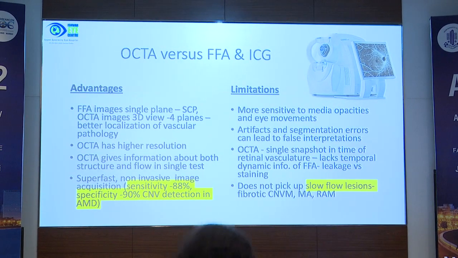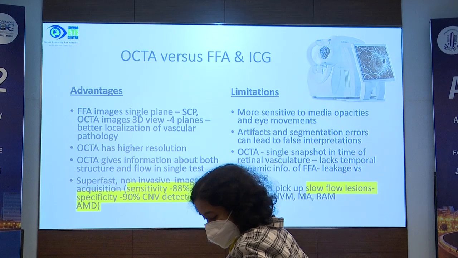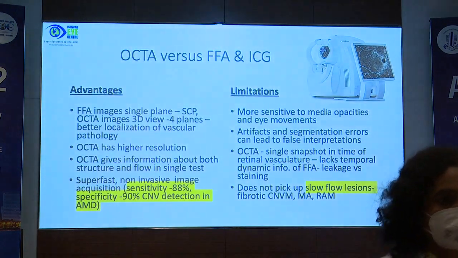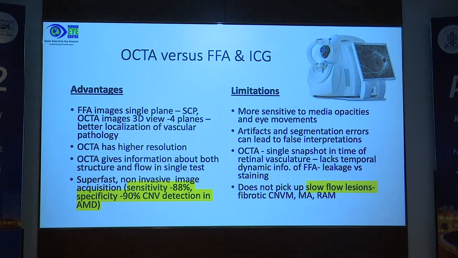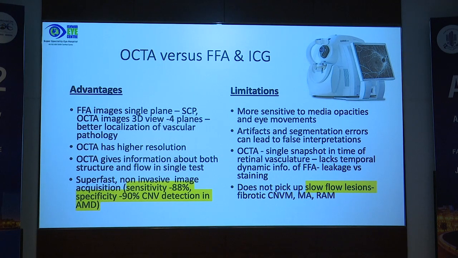FFA images are single plane; they show you only one plane. However, OCTA images give you a 3D view. It shows you all the planes: superficial plexus, deep capillary plexus, choriocapillaris, outer choriocapillary layer and choroid. So there is better localization of vascular pathology. OCTA also has a higher resolution than your angiography machines, and gives information about both structure and flow. That is another thing which you need to find out these days.